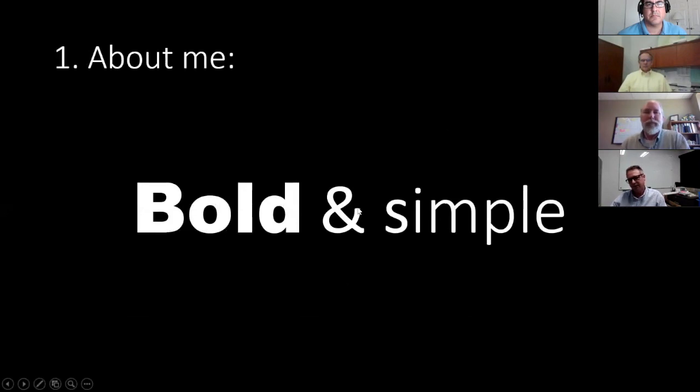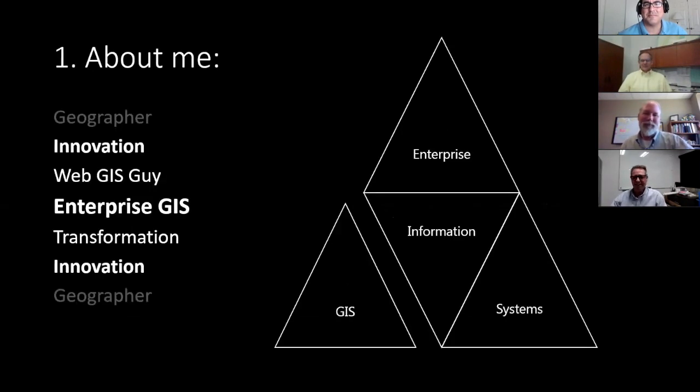Okay. So about me, I'm bold and simple. I'm a Canadian boy in a small town north of Toronto. And here's a diagram that shows sort of my history. I won't give you all the years, but I've been in the business since the 90s when I graduated as a geographer. And I've been really, really lucky in my career in that I've been able to step into innovation. In the 90s, in this city I live in, there's an advanced technology center. So my first job was working in innovation.